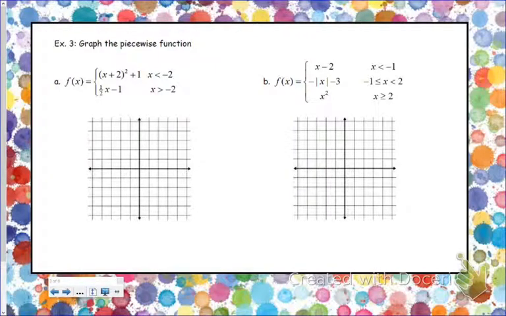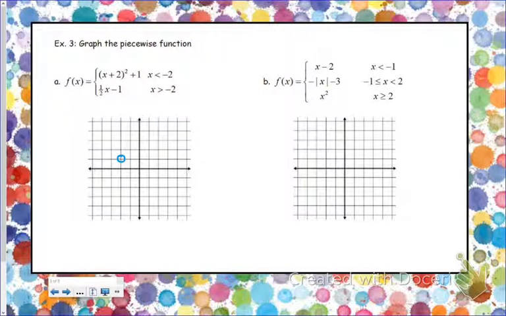So this first one, (x plus 2) squared plus 1, that is a parabola. We know that that parabola has been shifted left 2 and up 1. That's where the vertex would be. But we are only graphing this parabola when x is less than -2. So I'm going to make an open circle, and I'm going to plug in -2 for x, and that's going to be my starting point. If I plug in -2, I get 0 squared plus 1. So -2, 1 is an open circle on my graph. I know this graph is going to have a vertex of -2, 1 because it's been shifted left 2 and up 1. So that open circle is actually the vertex of this parabola.